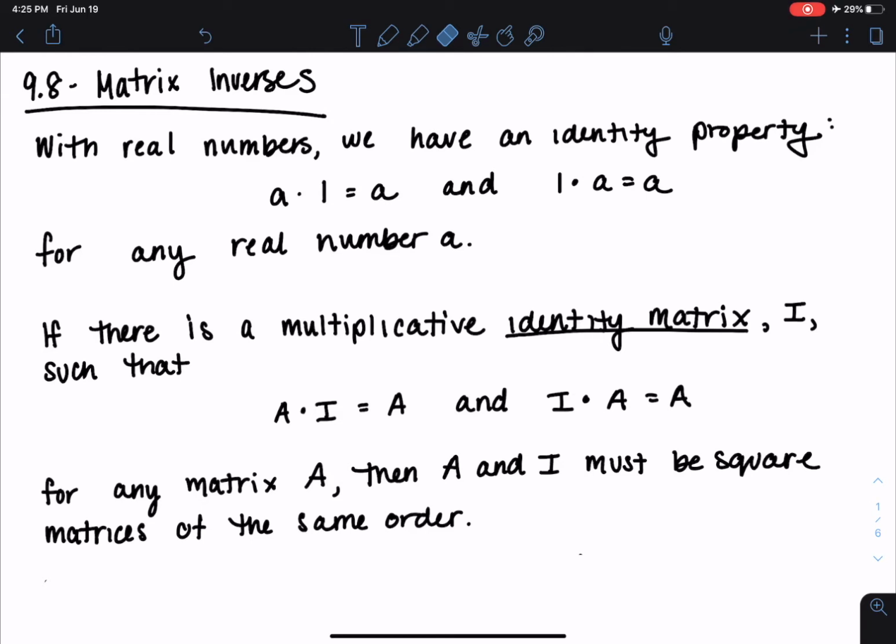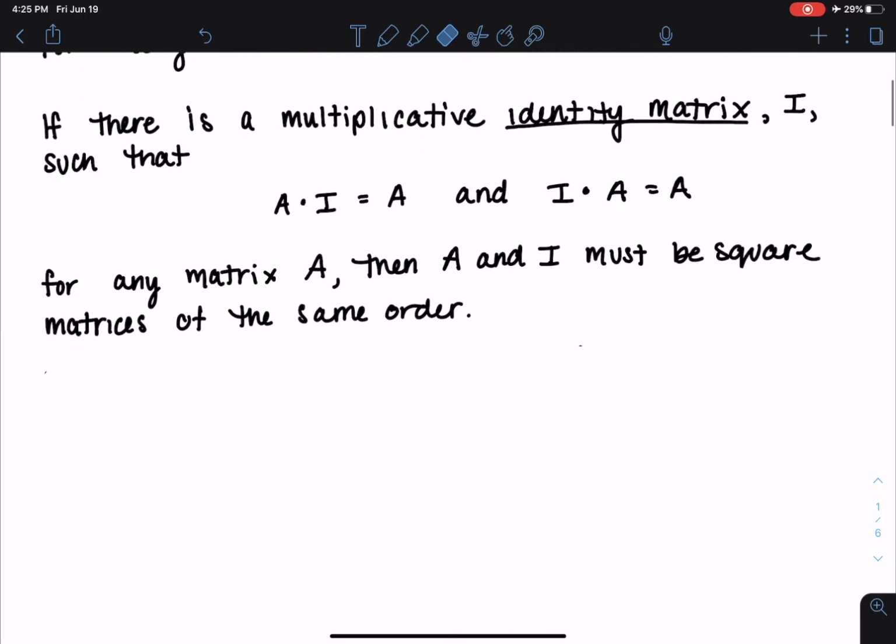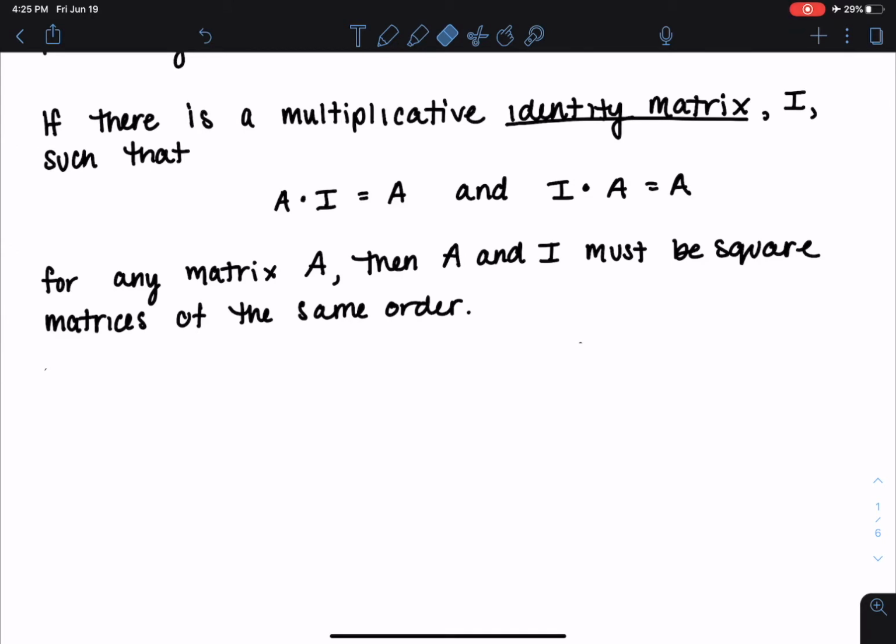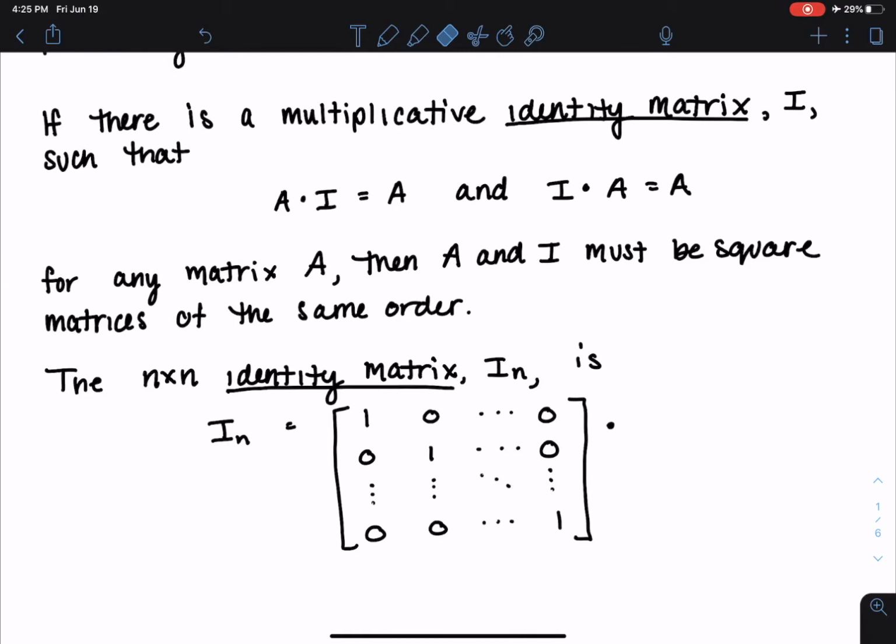And the only way this can possibly happen, if you do left multiplication and right multiplication and get the same thing in return, is if you have a square matrix. So they have to be square and they have to be the same order. The specific identity matrix is going to be the same for every single type of size and order we have. The n by n identity matrix is denoted by I_n. 1 is that multiplicative identity. So here we've got a whole bunch of 1s on that main diagonal and 0s everywhere else around it. This is our identity matrix.